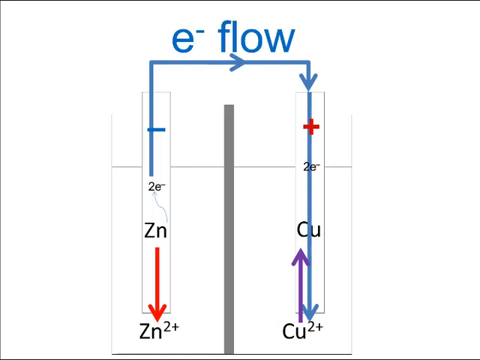That is not the same thing as conventional flow. Conventional flow is from positive to negative, but here I'm not referring to conventional electrical flow. I'm referring to electron flow.